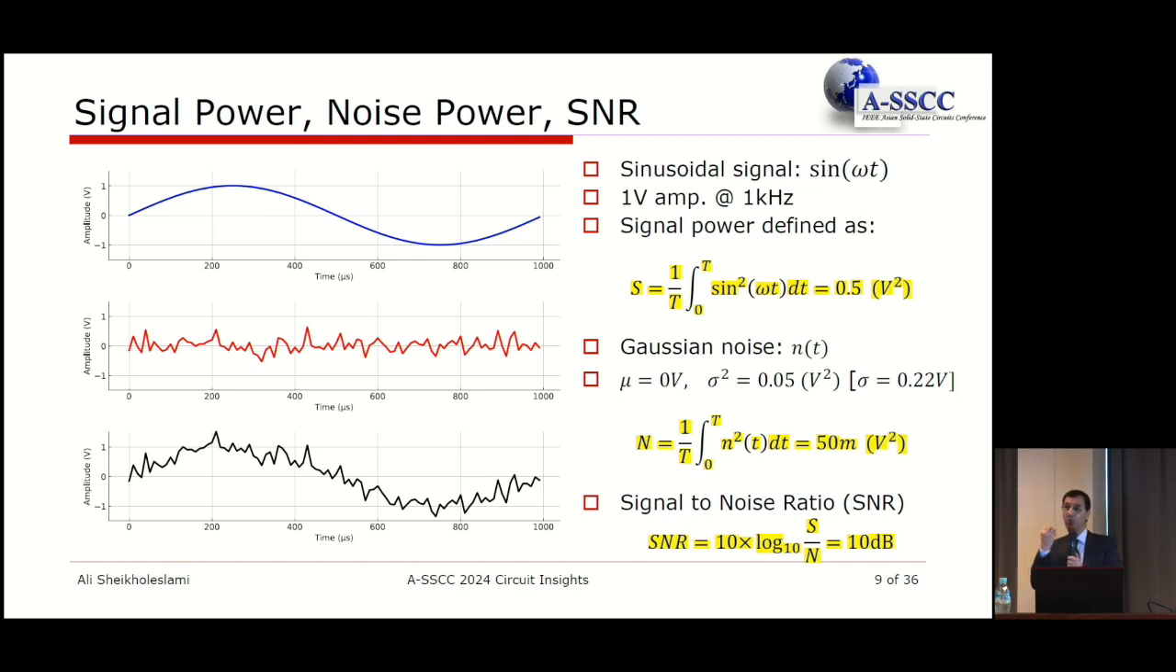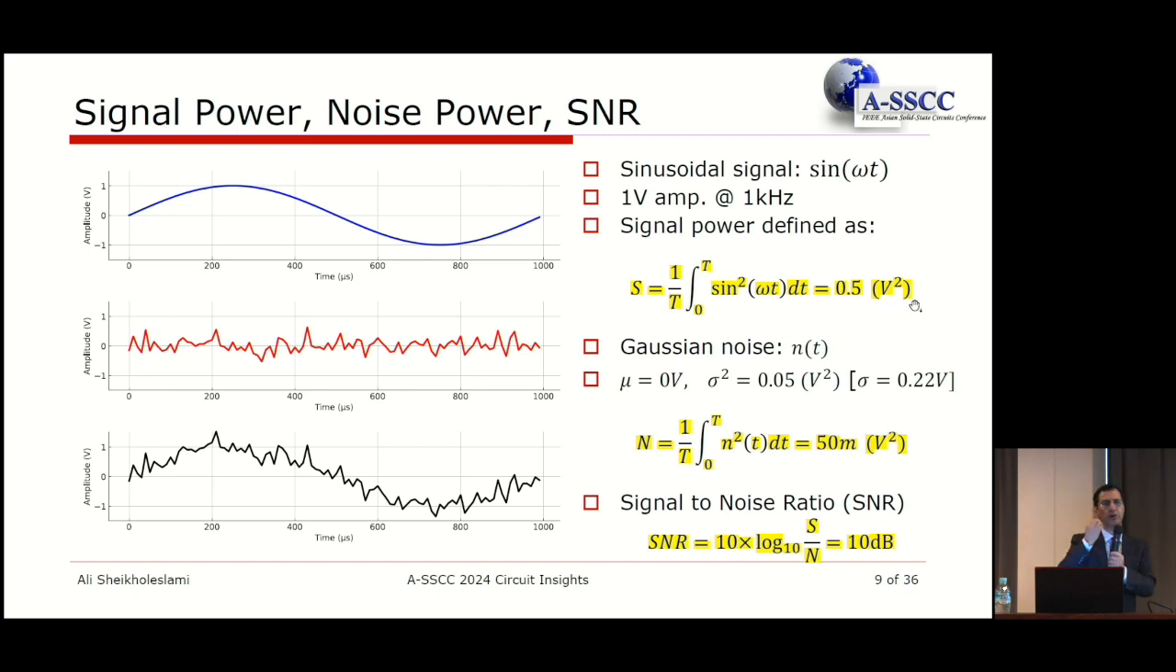The first thing is, what is the power in that signal? As you recall, the power of any signal is defined as the integral of that signal squared times dt. That is, you integrate the signal squared over a period, and then you divide it by that period. That gives you the average power of the signal. In fact, for a sine wave, we know that power is A squared divided by 2, where A is the amplitude. Since I'm using a sinusoid of 1 volt peak, this integral gives me 0.5 volts squared.